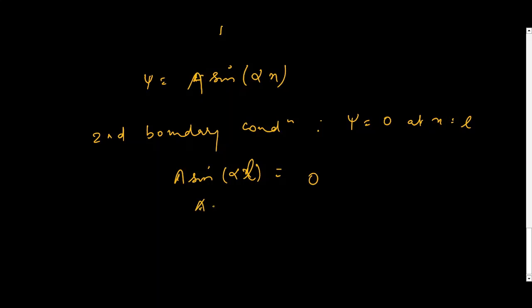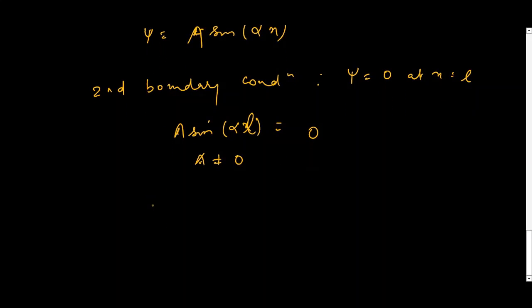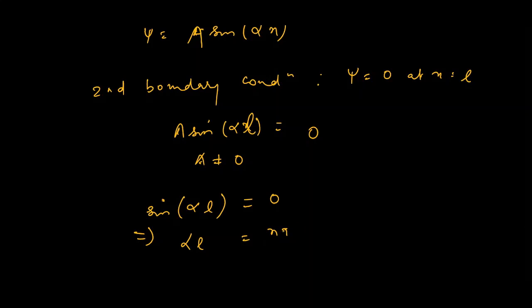Now since a cannot be equal to 0, otherwise the whole equation will turn out to be 0, the only possibility is sine alpha L is equal to 0. This implies that alpha L is equal to n pi, or alpha is equal to n pi by L.